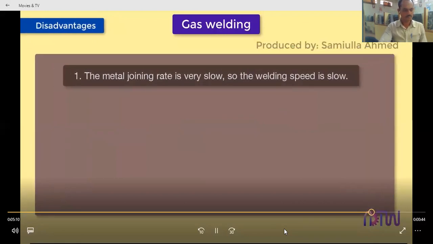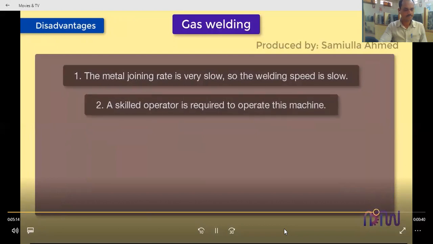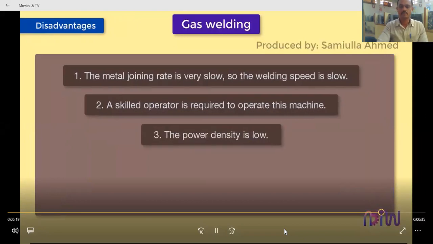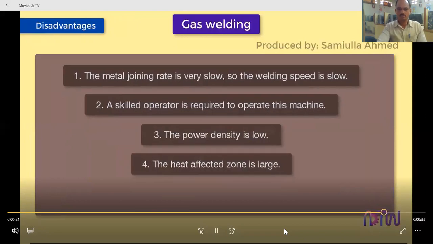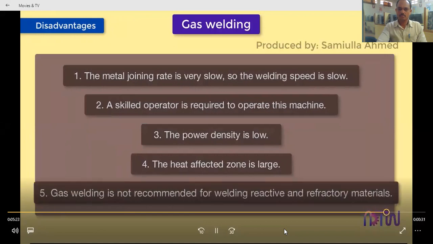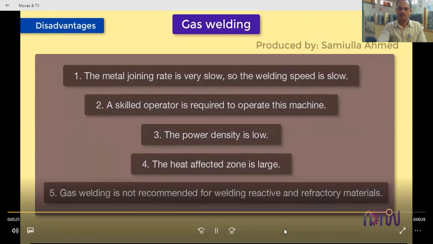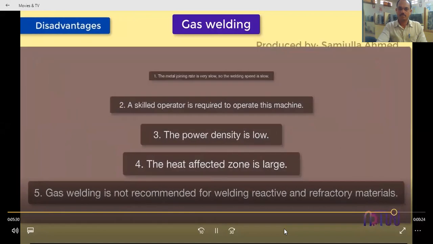The metal joining rate is very slow, so the welding speed is low. 2. A skilled operator is required to operate this machine. 3. The power density is low. 4. The heat affected zone is large. 5. Gas welding is not recommended for welding reactive and refractory metals like titanium and zirconium.